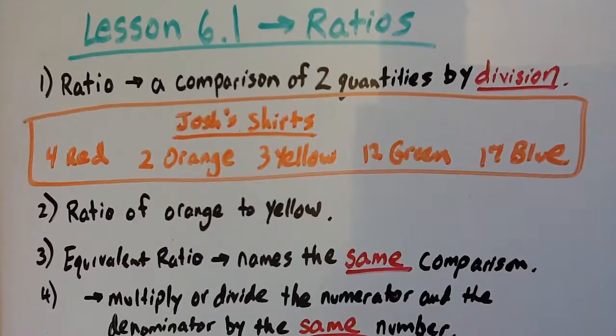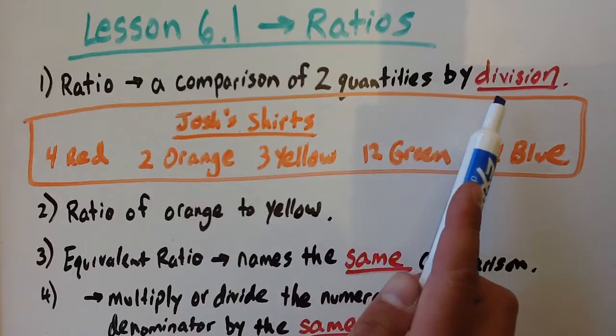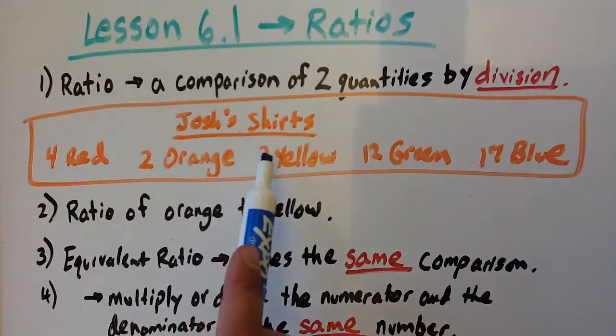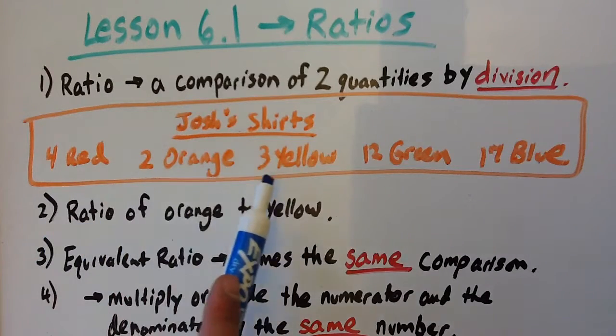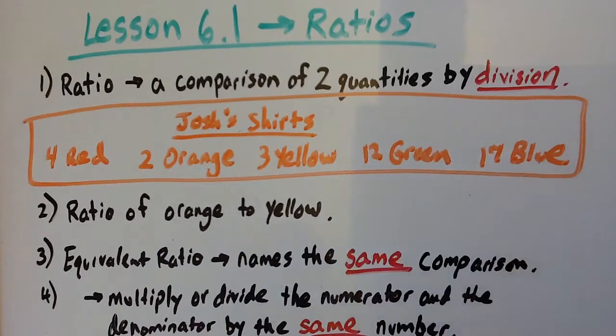Lesson 6.1 on ratios. A ratio is a comparison of two quantities by division. For these examples, we'll use this table about Josh's shirts. Josh has 4 red, 2 orange, 3 yellow, 12 green, and 17 blue shirts. And here in number 2, we want to find the ratio of orange shirts to yellow shirts.